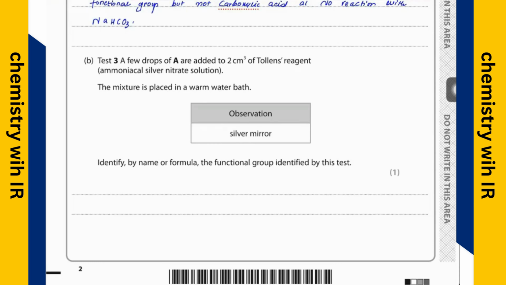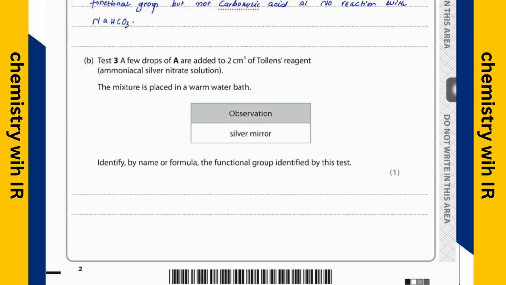Then they're saying test 3: a few drops of A are added to 2 cm³ of Tollens' reagent, ammoniacal silver nitrate solution. The mixture is placed in a warm water bath. Observation: silver mirror. So I told you that Tollens' reagent is an oxidizing agent, so it can only react with an aldehyde, because aldehydes can be oxidized, but ketones cannot. So it would be only reacting with aldehyde.